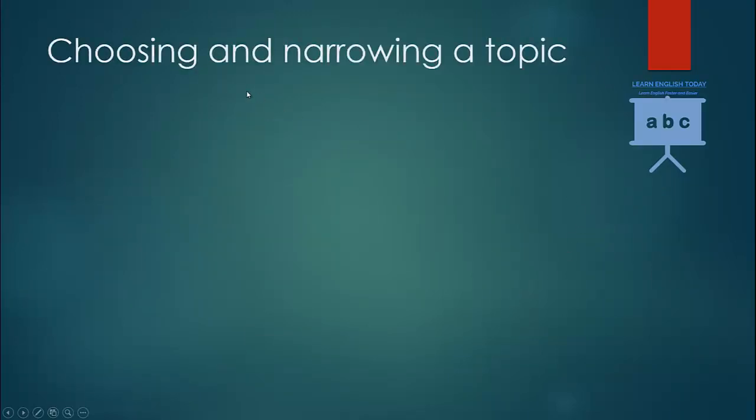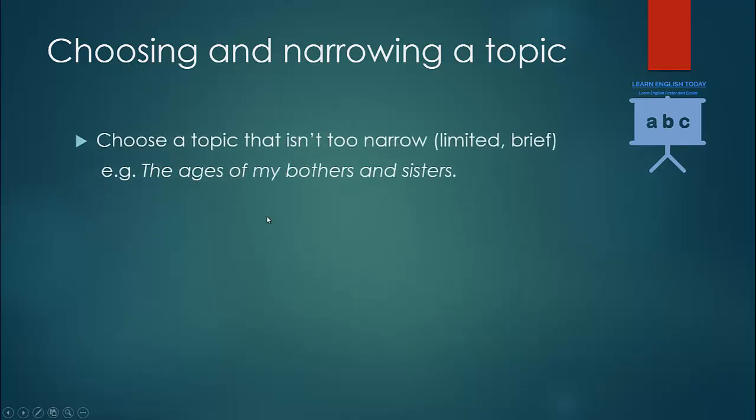So I told you that we are going to study how to choose a topic. Our topic should not be too narrow. Choose a topic that is not too narrow or limited or brief. Something that we cannot discuss, we cannot give more details about. Look at this example: maybe the ages of my brother and sister. So you can say the topic, my brother is 26. It is too narrow, limited, or brief. We don't have anything to add in the next lines. So if we have a topic like this, it is not a good topic.